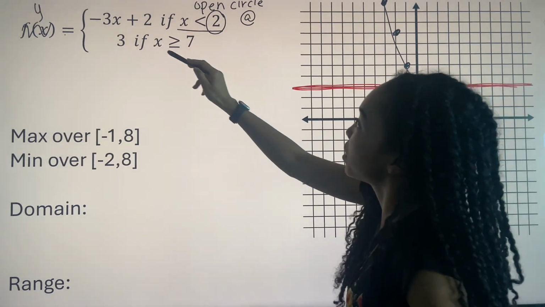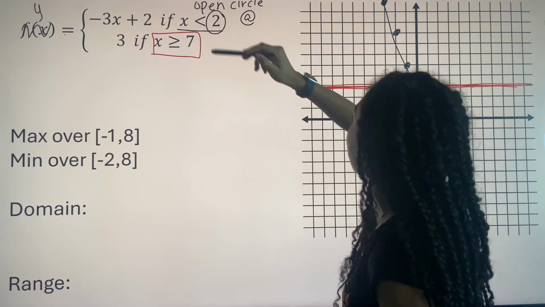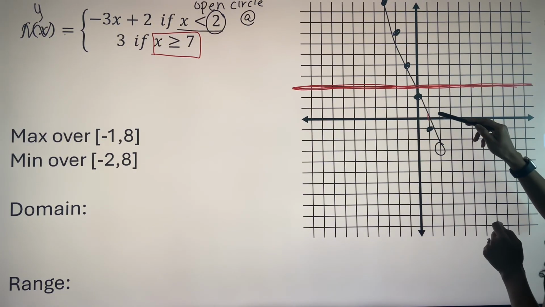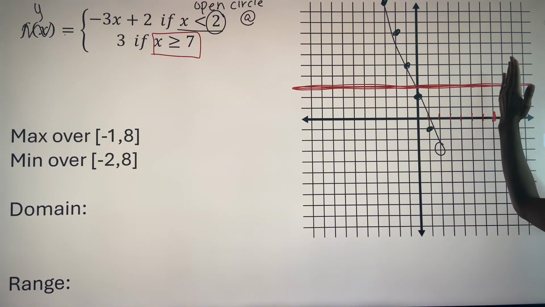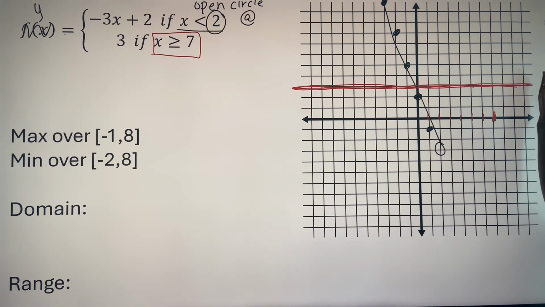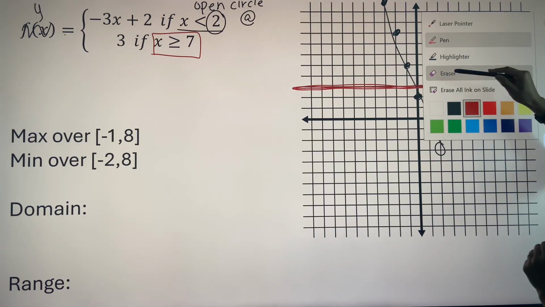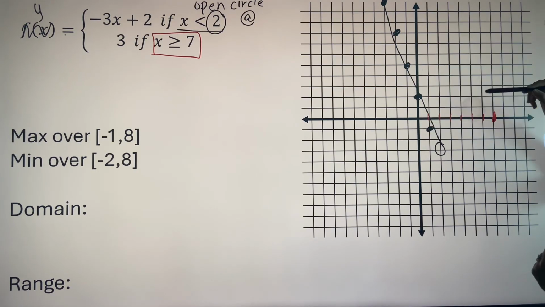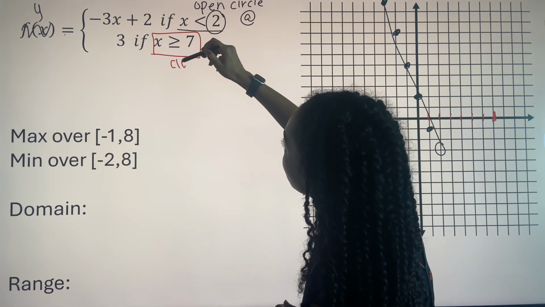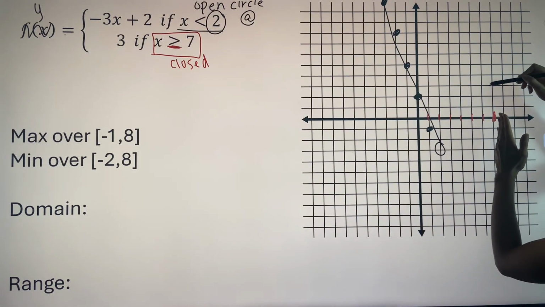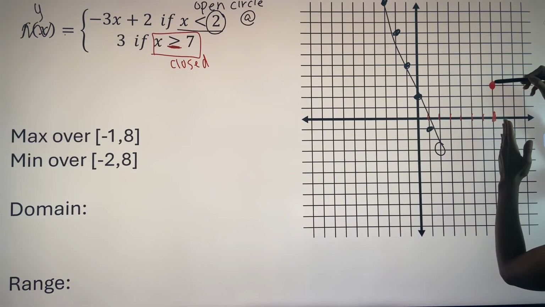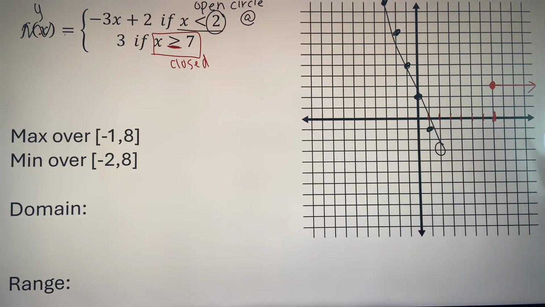However, I just want it when x is greater than or equal to 7. So 1, 2, 3, 4, 5, 6, 7. I just want it here and to the right. These values are bigger than 7. So I'm going to redraw this, and this is going to be a closed circle since there's an equal sign there. So I'm going to have a closed circle right here, and it's going to go this direction. Okay, so that is my piecewise function.